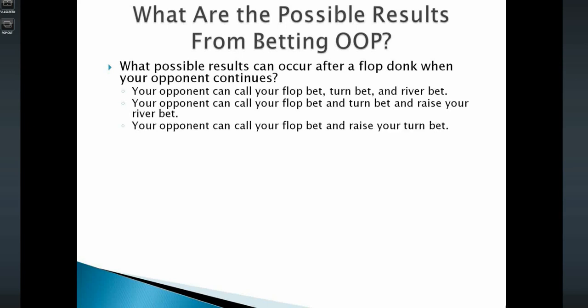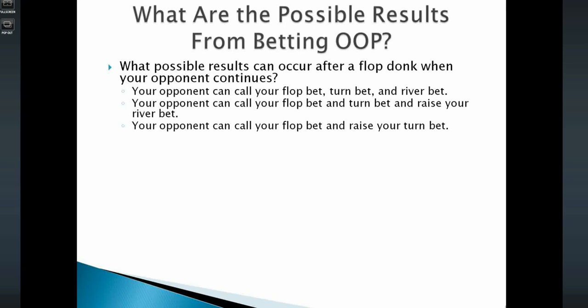Your opponent can call your flop bet and raise your turn bet. This is a reasonably common line for your opponent to take because, for example, if you donk on a Jack 7-4 rainbow board, he's not really that scared of slow playing anything, so often he'll call your flop bet and wait to raise you on the turn. He has position and he's not afraid of any turn card.